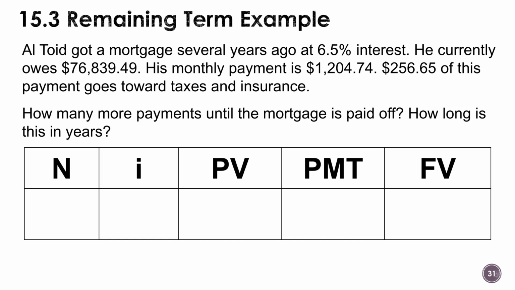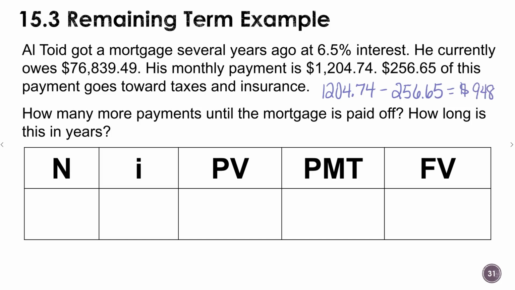$256.65 of this payment goes towards taxes and insurance. How many more payments until the mortgage is paid off, and how long is this in years? Now, go back and reread that, right? Pause, reread, make sure that you understand what I was just saying. We are going to take our $1,204.74 and subtract $256.65 to see what our payment needs to be that we're putting in our TVM keys.